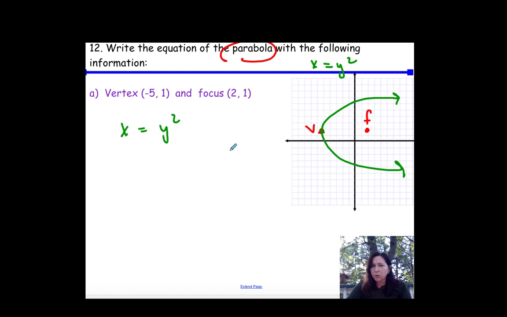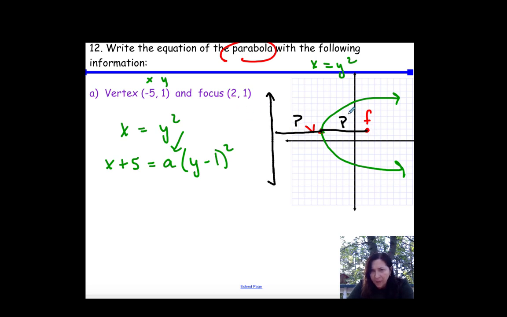Because my center has been moved, remember that goes with x, that goes with y, it'll be x plus 5 equals a times quantity y minus 1 quantity squared. This is what we need to find. So we know that the distance from our vertex to our focus is our p-value. And our vertex to our p here is our directrix, right? But p-value, if this is -5 and this is 2, that distance is 7. So that means that my p distance is 7.